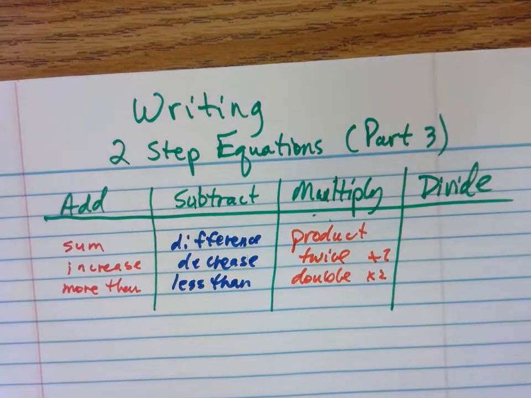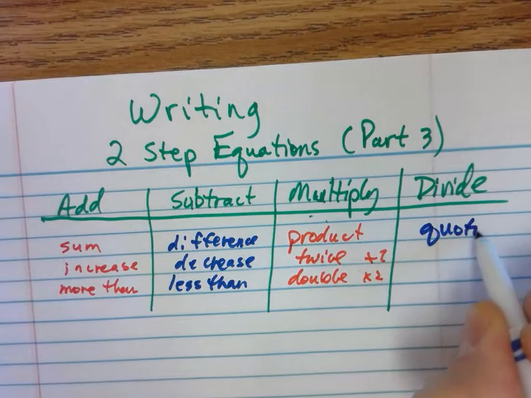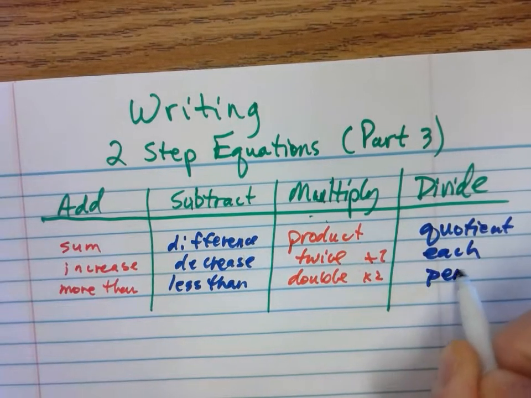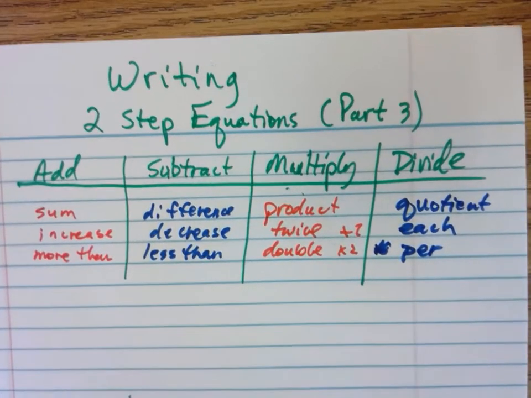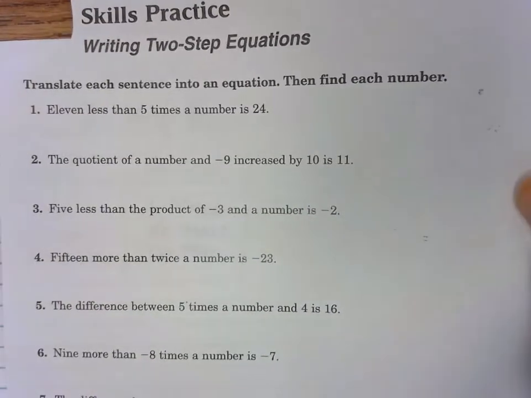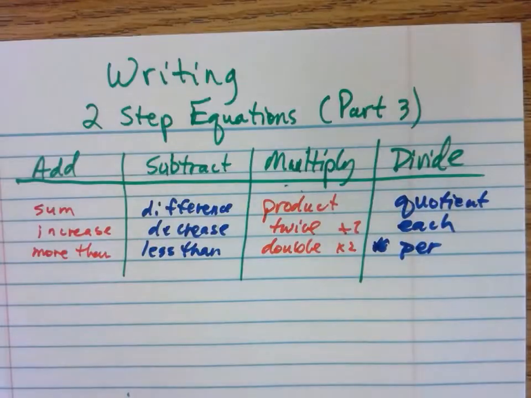And then the old divide words. Quotient, each, per. Like I said last time, per, you have to put a little star beside that, because sometimes per can be a divide word or it can be a multiply word. It just depends on how it's used in the sentence. So what we're going to do today is take some of these little word phrases and translate them into an equation, and then we're going to solve that little equation.